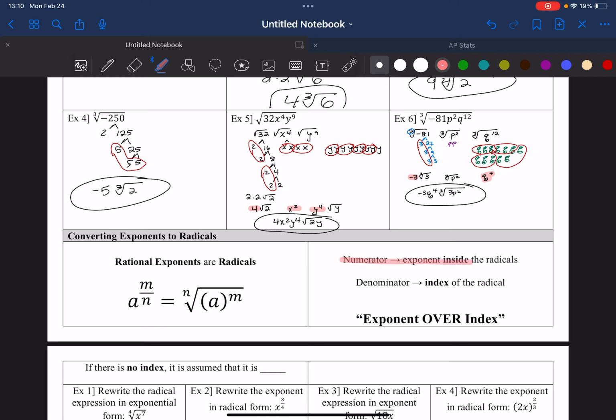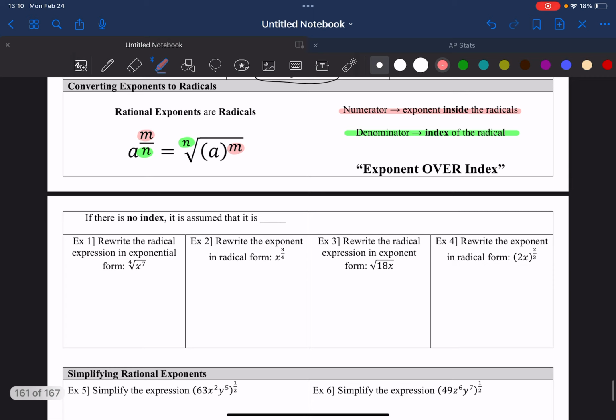Your numerator is the exponent inside the radical. So here's where it's important. The numerator is the exponent inside, and the denominator is the index of the radical. So this one's the index, and this one is the exponent inside of the radical. Think exponent over index. If there's no index, we assume that it is 2. So if you have the square root of x, if there's nothing there, we know that that index is 2.